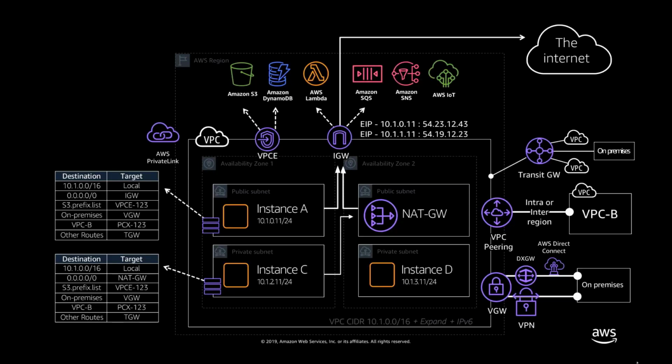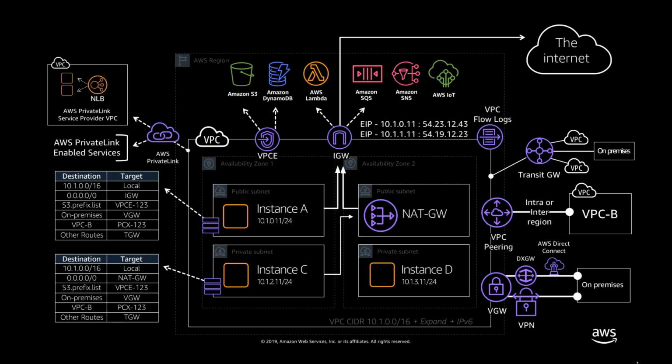We have things like AWS PrivateLink that allows you to connect to a service provider application or a SaaS application through the AWS backbone. And all of this traffic that's coming in and out of your VPC environment can be sent to CloudWatch or S3 using flow logs. We'll cover flow logs in detail in a bit.